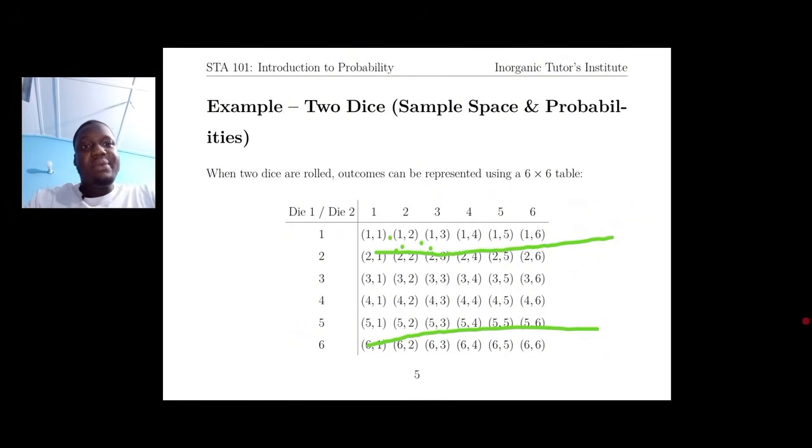Well, if that's a problem, you can count them individually from the table, and that's not really a problem. Okay, so that's how to get a sample space for 2 dice. If the dice are 3, then we have 6 times 6 times 6.